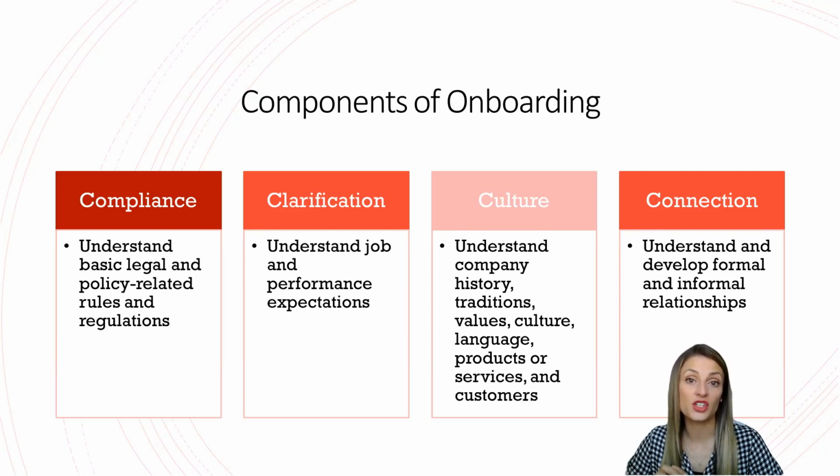Clarification covers the job description and the expectations for performance. Culture covers the social aspects of the entire organization, its traditions, norms, lingo, customers. Connection covers the social aspects of the job, the people that employees will work with.